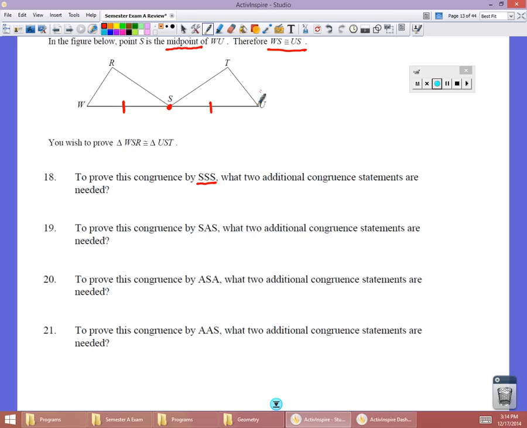Well, if we want to prove this one by side, side, side, we're going to use different colors because there's 4 different problems. We'll use 4 different colors. So first, let's start with green. For this one, the extra information we're going to need is that these 2 sides are the same, and that these 2 sides are the same. And if we have all 3 sides here and all 3 sides here, then we know that the triangles are congruent by side, side, side.